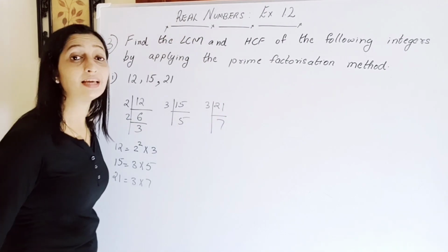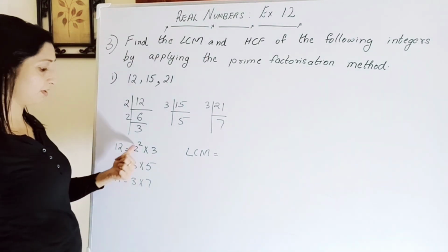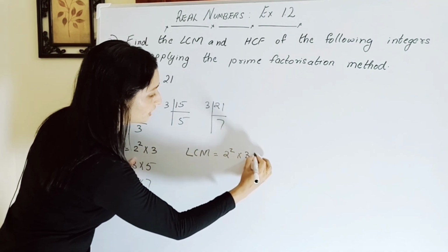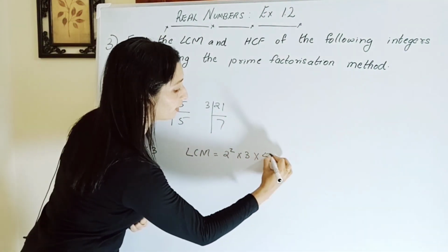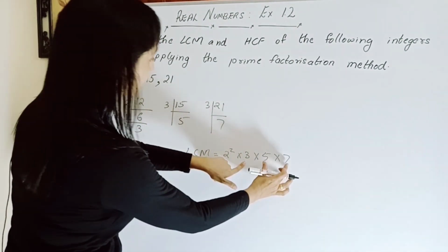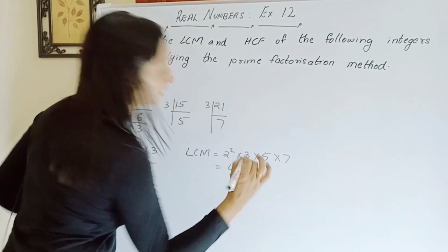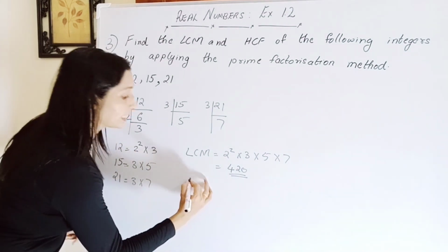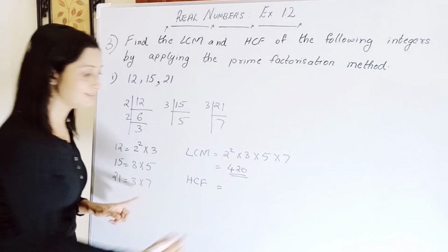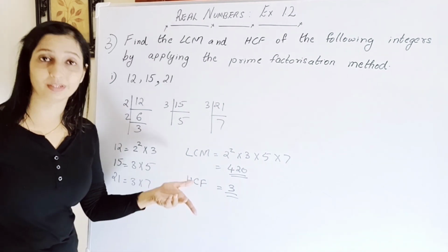Now the question is to find the LCM and HCF. So how do you find the LCM, which is the least common multiple? It is 2 square into 3 into 5 into 7, which is 2 square is 4, 4 threes are 12 and 7 fives are 35. 12 into 35 you get 420. Now, what is our HCF? HCF is the highest common factor. What is the highest common factor here? It is 3. So, we found out the LCM and HCF, which was our question. Now, let's move on to our next question.